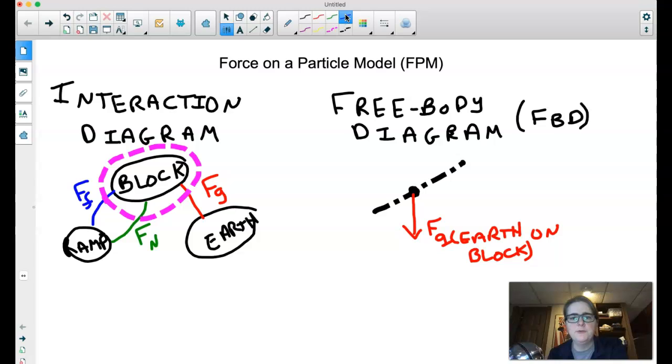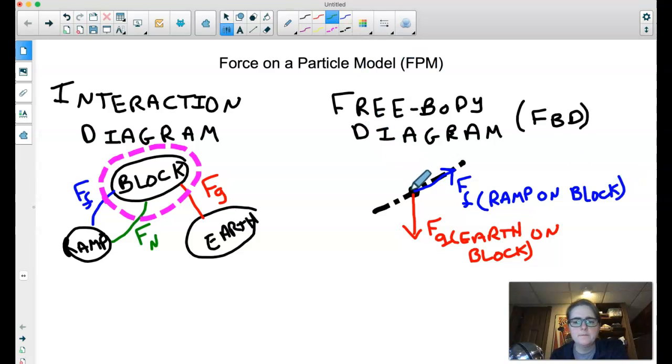I have the force of friction, which would be pointing straight up the ramp. And that interaction is the ramp on the block. And then the last interaction I have is the normal force. And that is also the ramp on the block.